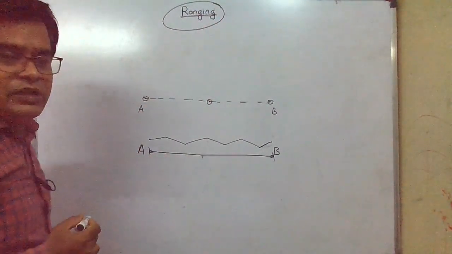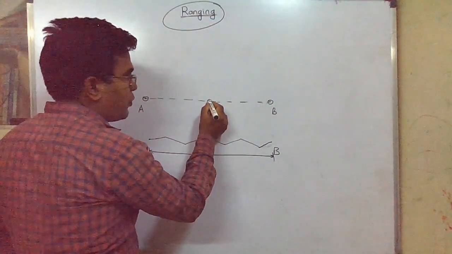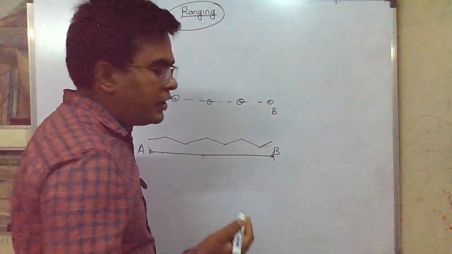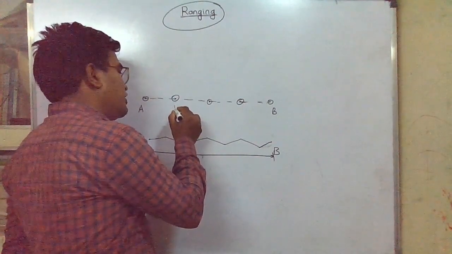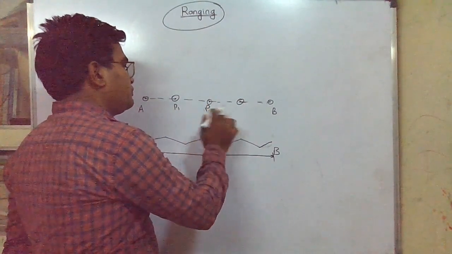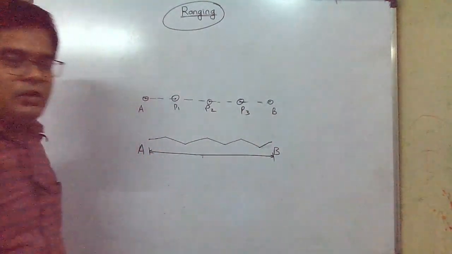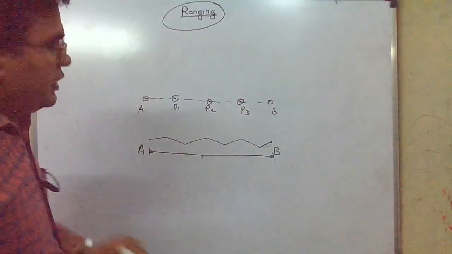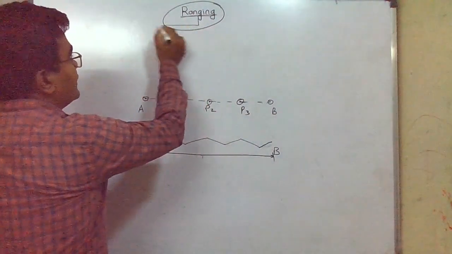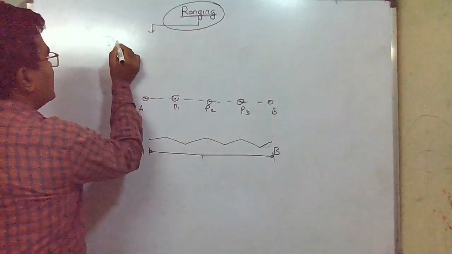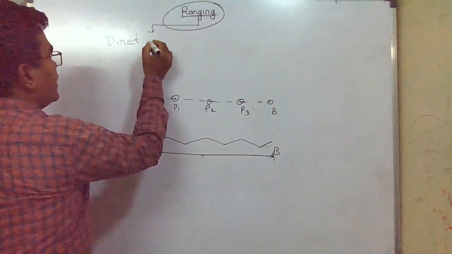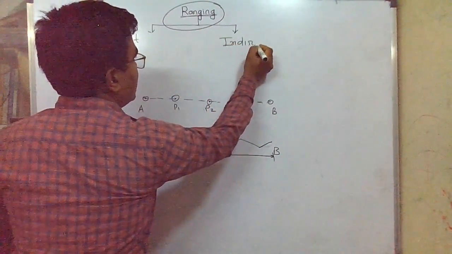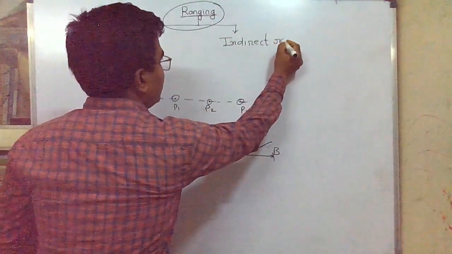So what is ranging? Ranging is establishing an intermediate point in a straight line between two stations. We can set multiple intermediate points, P1, P2, P3, to make a line straight. Now this ranging is again divided into two parts: one is direct ranging and another is indirect ranging.